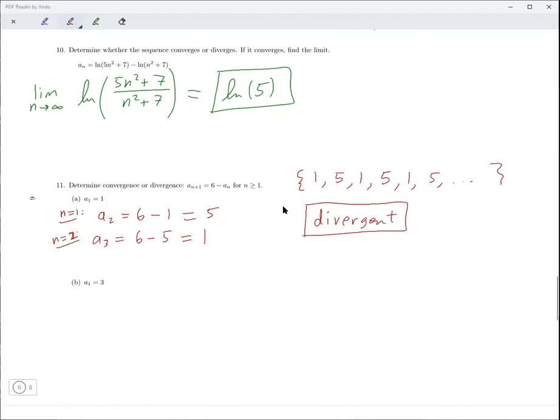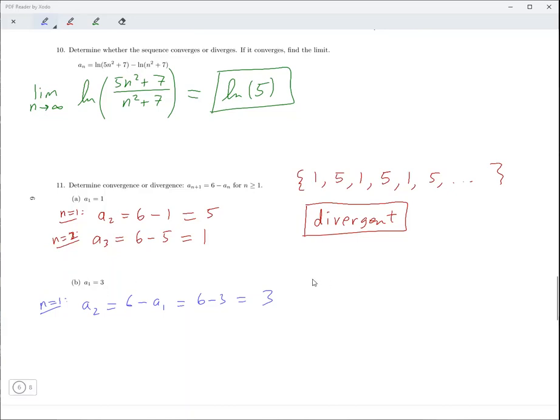Okay, so let's look at part B. Now, this one, we're just using this formula here. This is the formula, right? And the last one diverged. Some people might think, well, this has got to diverge also. But let's take a look and see what happens. If we set n equal to 1, then that's going to give us a2, which is 6 minus a1. But this time a1 is 3, right? So that's going to be 6 minus 3, which is 3.